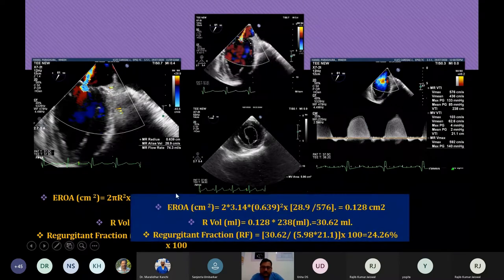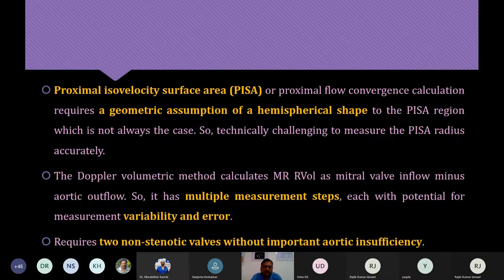Here the effective regurgitant orifice area is coming as 0.12, that is the milder variety. Regurgitant volume is coming as 30, and the regurgitant fraction is coming as 24.26%. What are the pitfalls and advantages?